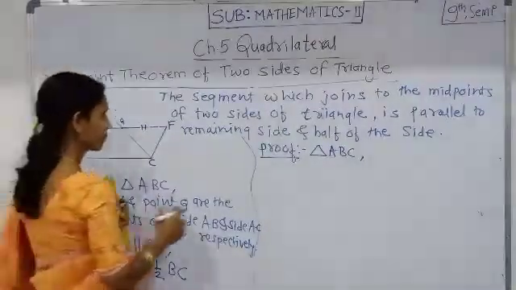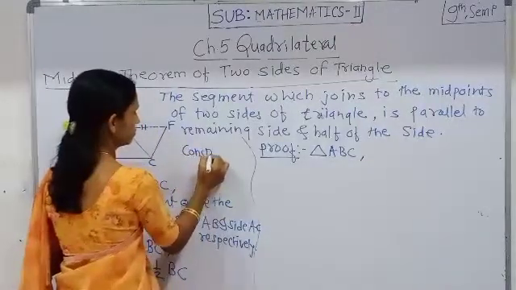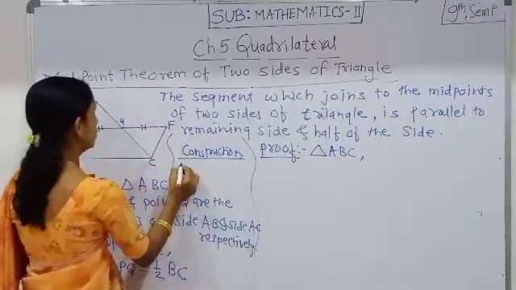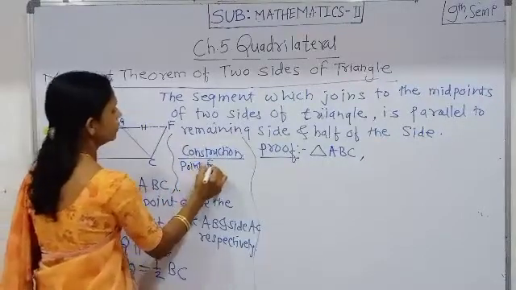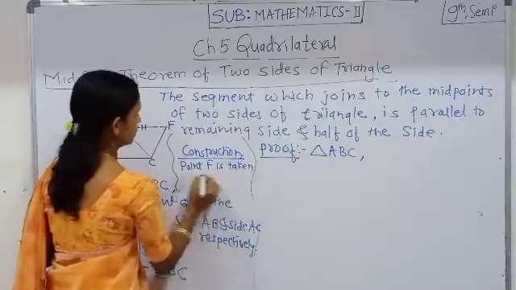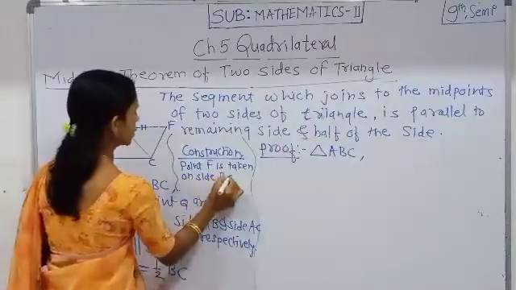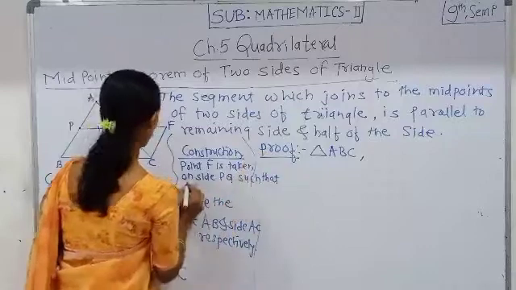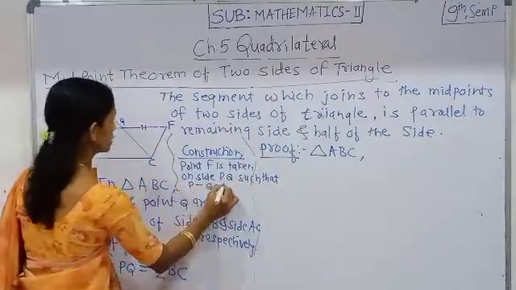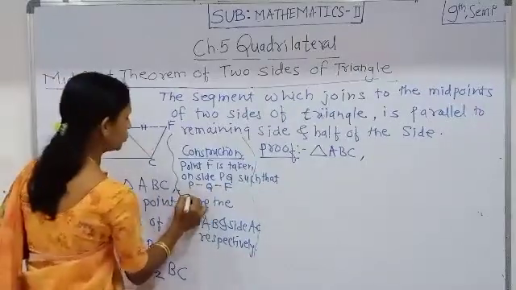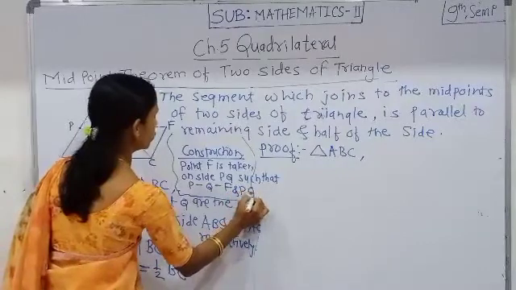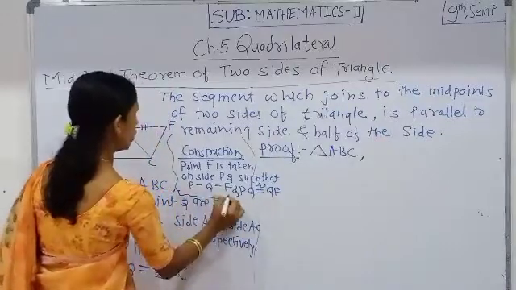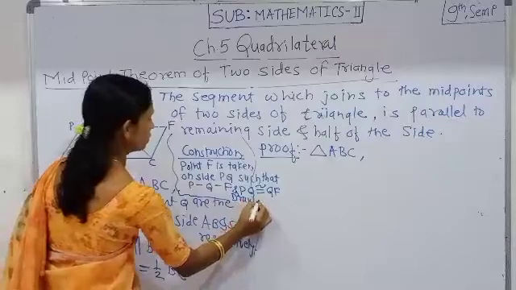Then we write the construction: point F is taken on the extension of PQ such that P-Q-F and PQ congruent QF, and we join CF.